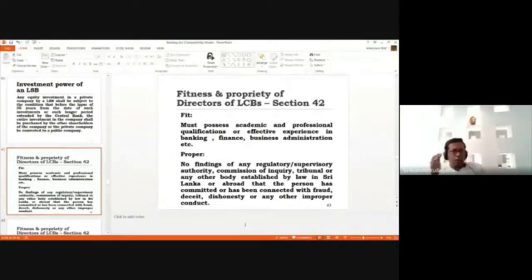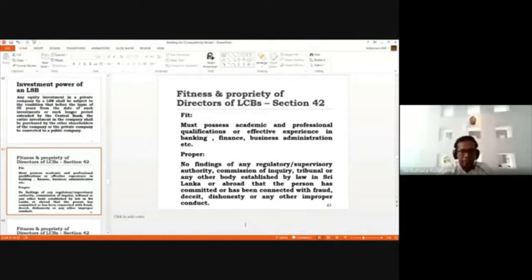For the reason that you are handling other people's money, you need to have the relevant, necessary knowledge, experience, and skills. At the same time, you need to be a person of very good integrity. Otherwise, the money deposited into the financial institutions by the depositors will be at risk. That is why the Banking Act requires the directors of the bank, as well as key management personnel, to be fit and proper persons within the meaning of the Banking Act.